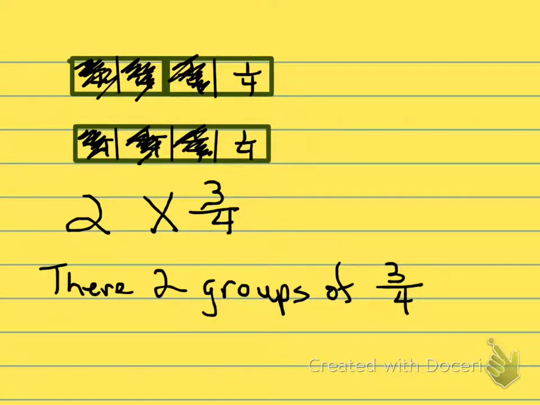How can your model help you solve the problem? Well, let's take a look. We want to come up with a possible explanation here. I can see that 2 times 3/4 is the same as 6 groups of 1/4. Let's take a look: 1, 2, 3, 4, 5, 6 one-fourth cups. So 2 times 3/4 is actually 6 groups of 1/4.